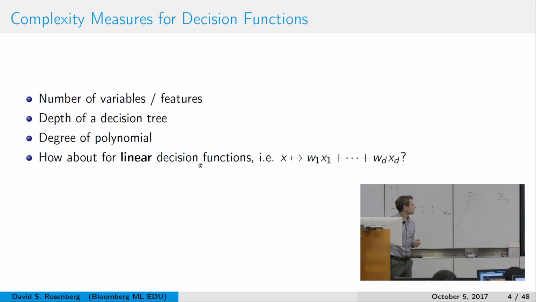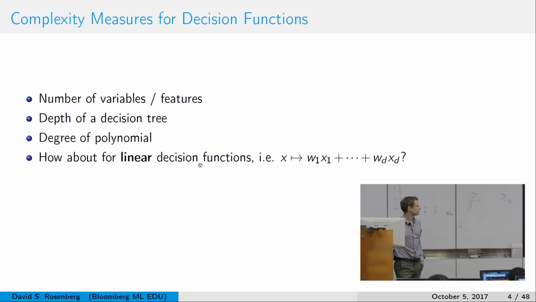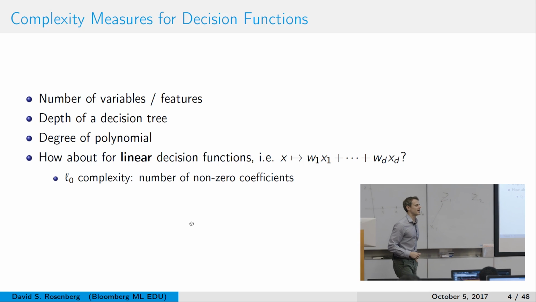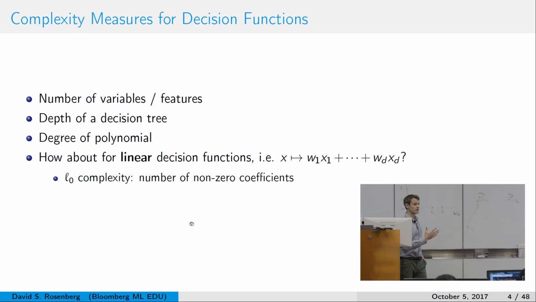How about for this linear decision function? So the input is x. It maps to some linear combination of the components of the input vector x. How might we give a complexity measure for such a prediction function? Well, one thing you could do is look at the coefficients, the w's, and kind of score them in some way. So the simplest way is called L0 complexity. You count how many non-zero coefficients there are, right? So that'd be one simple measure of complexity.